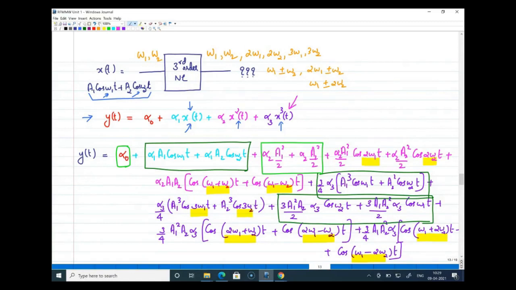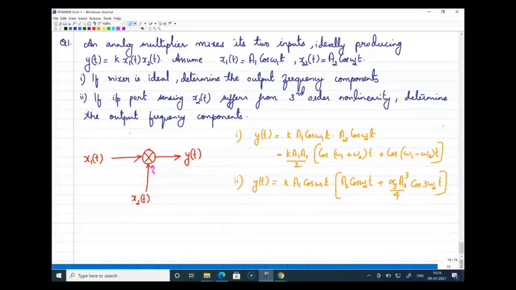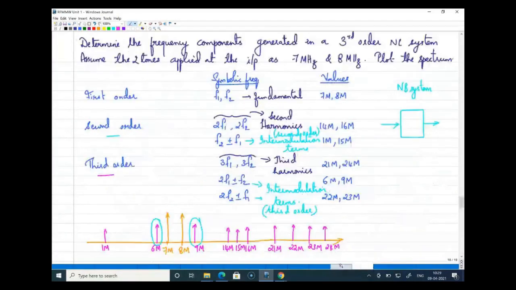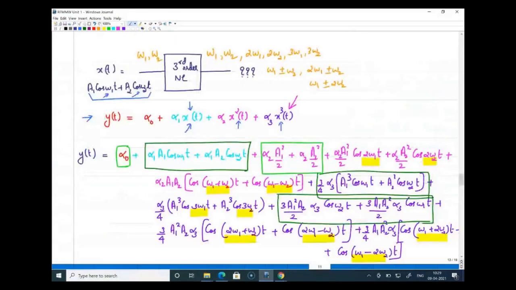Which term are you talking about? The third order of x2 of t will be a2 cos cube omega t. That will be having cos 3 omega and omega 2 components, no, sir? I didn't get that. I think I have added that here, right? Can you tell me which term you are referring to? So 3 by 4.